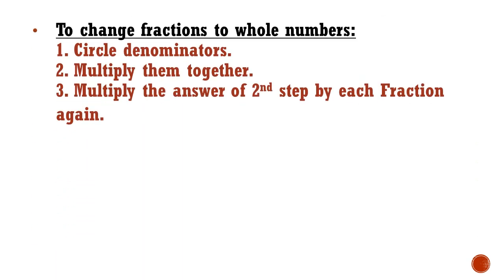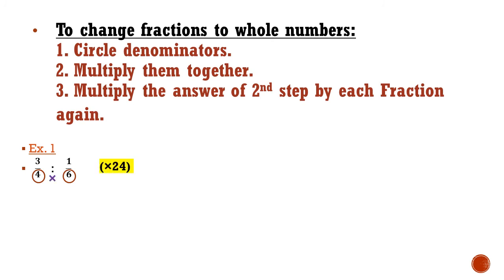To change a fraction to whole numbers, circle the denominators, multiply them together, and multiply the second step by each fraction again. Let's see an exercise. Exercise 1. Now we have a ratio between two fractions. To change fractions into whole numbers, because a ratio must be whole numbers, we circle the denominators and multiply them together.